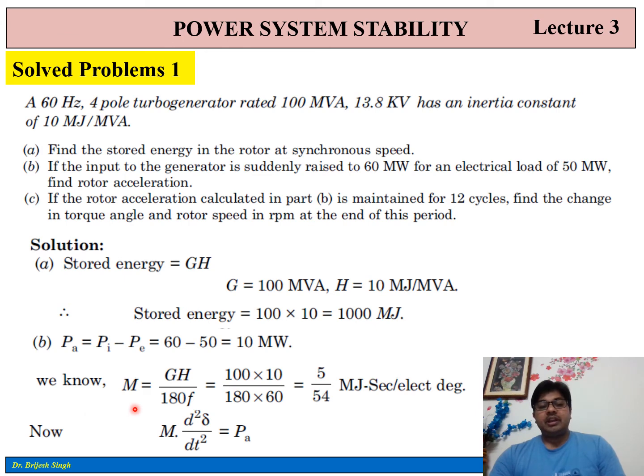Now we know that M is equal to GH, the stored energy, divided by 180 F. So 100 into 10 upon 180 into F, where 60 Hertz is given. So we get this amount for the M constant. Now M d2 delta upon dt square is equal to PA. We have already evaluated PA and the value of M, so by this expression we can easily get the value of d2 delta upon dt square.